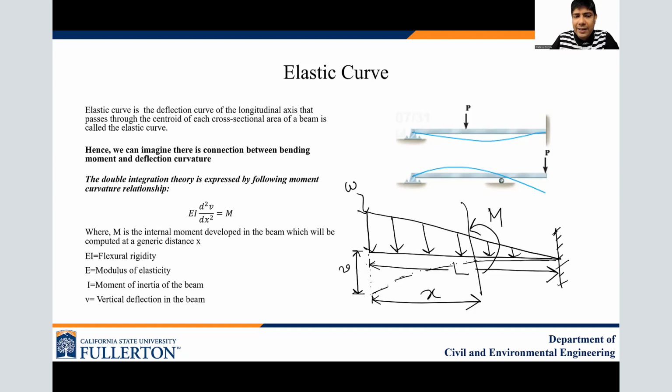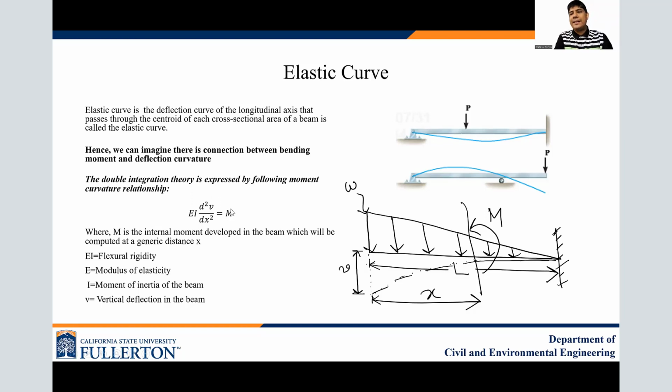What is EI? EI is the flexural rigidity. E is the modulus of elasticity of the beam. I is the moment of inertia of the beam. And v is the vertical deflection. And x is the generic distance at which we are cutting the beam to compute our moment. M is the internal moment developed in the beam.